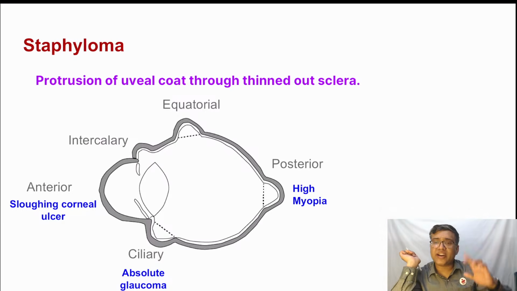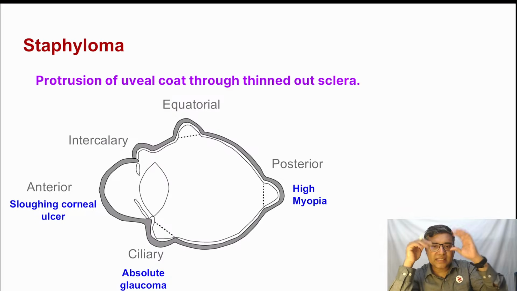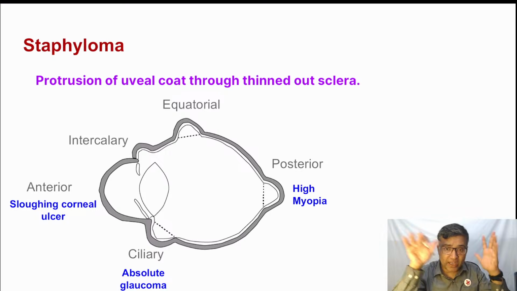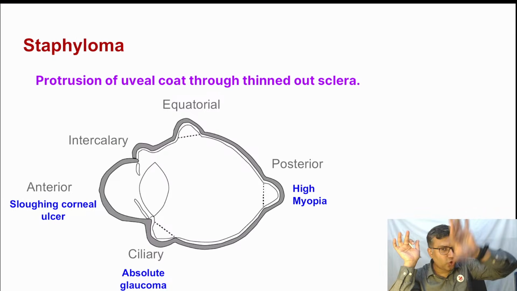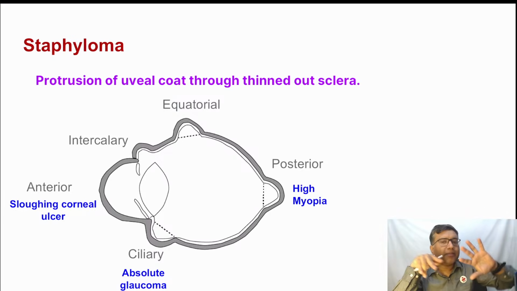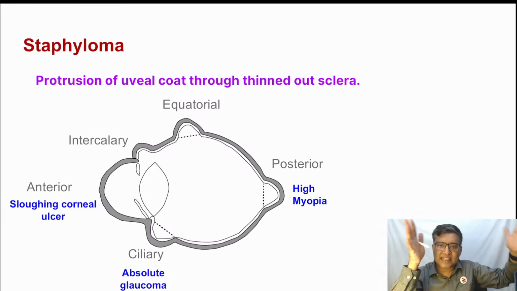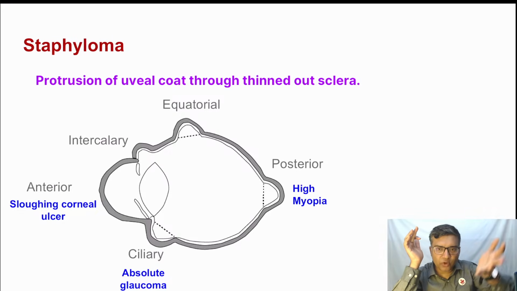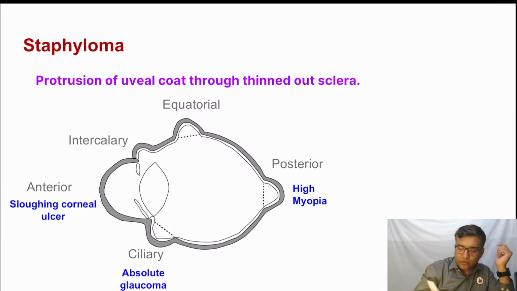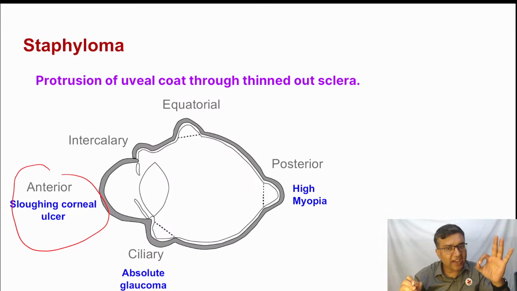And then we move to our next topic that is being commonly asked, that is staphyloma. So what is staphyloma? Staphyloma is basically protrusion of the uveal tissue. As you can see in this picture, there is a uveal tissue protrusion through thinned out sclera. So let's say there is a patient who has a thin sclera because of the enlargement of the eyeball, or there is a perforation of the corneal ulcer which has caused the iris to come anteriorly. So a sloughing corneal ulcer would basically cause anterior staphyloma.